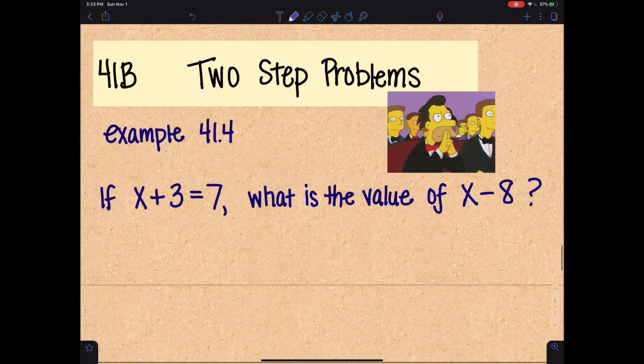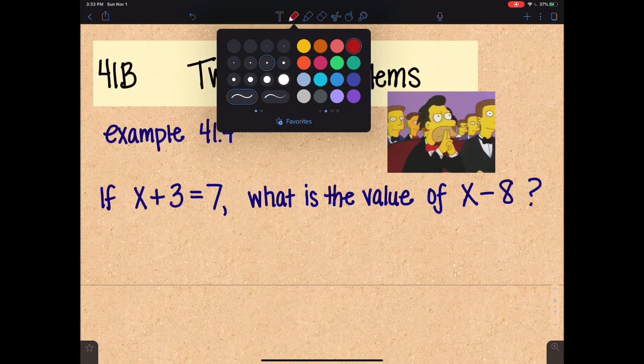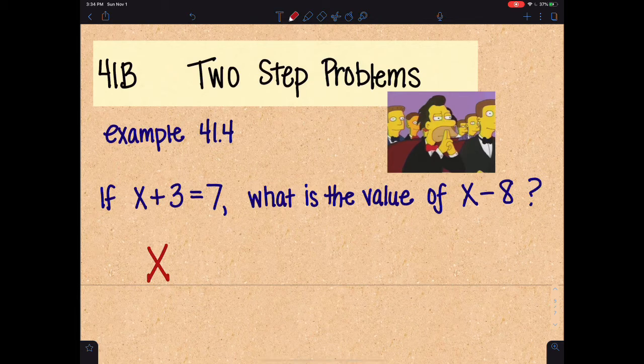Okay, so we're going to do example 41.4. And the question says, if x plus 3 is 7, what is the value of x minus 8? So the first thing that we're going to do is we're going to figure out what x is based on this. And then whatever x is based on that, we're going to plug that into this equation. Okay, so step 1 is to just say, well, if x plus 3 equals 7, then what is x?